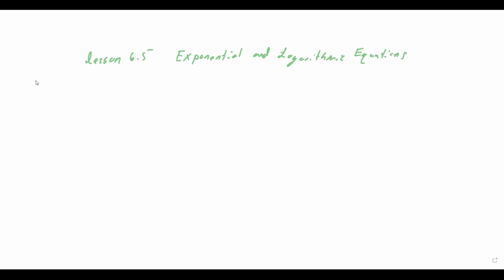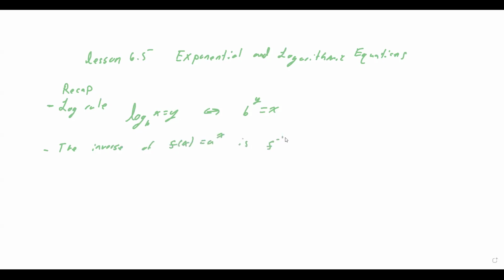All right, so I guess we'll call this part a recap of chapter 6. First thing we learned was the log rule. It basically just stated that if I have log base b of x equals y, it can be rewritten as b to the power of y equals x, and vice versa. If it's written as an exponential, I can rewrite it as a logarithm. We have learned that the inverse of f of x as an exponential is the logarithmic. So again, remember, log is the inverse of an exponential.